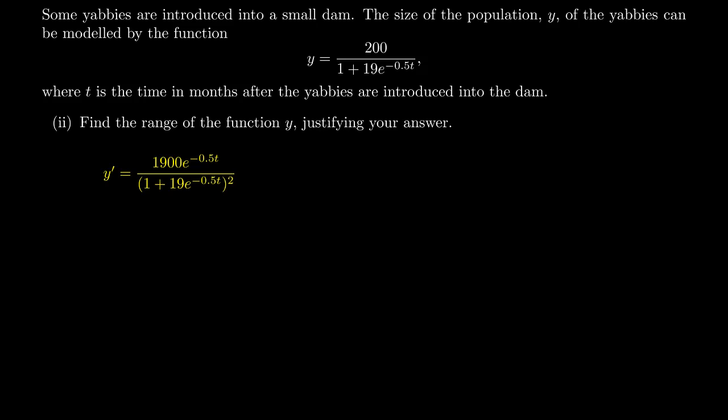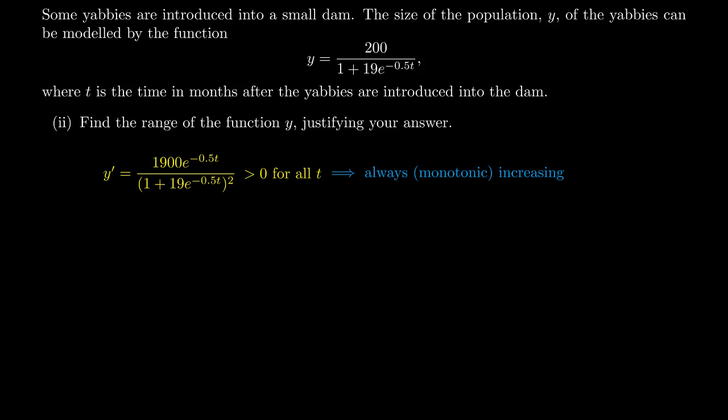What you want to notice with this is that the top number is an exponential. So 1900 e to the negative 0.5t is an exponential, which is never going to go to 0, never going to go negative. It's always positive, and same with the bottom. The bottom's always positive as well. We're even squaring it just to be sure. So if both of those things are positive, that means the derivative, the gradient, is also positive for all t. It's always going to be positive, which means it's always going to be increasing.